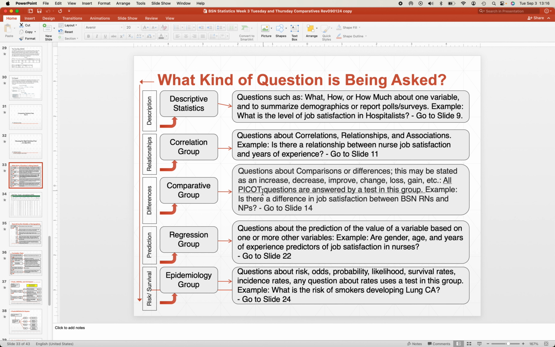If you see a question written in a PICO format, it can only be answered with a comparative group. Remember, the I and the C are two conditions within one independent variable. There's only one outcome, that's a dependent variable. And that right there, a comparison between the I and the C, indicates that this has to be and can only be a type of question that could be answered with the comparative group.